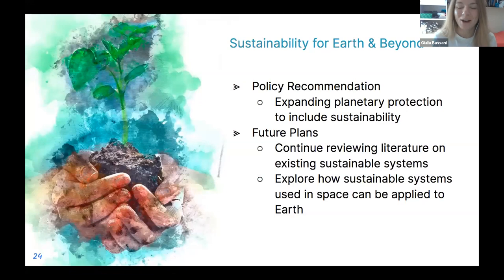So our future plan is to explore how sustainable Mars technology can be applied to Earth and can be useful to Earth. Based on that and on our technological review, the goal of our paper is making policy recommendations for the sustainability of future missions to space and to Mars, and therefore to expand planetary protection laws to include sustainability. Thank you for your attention.